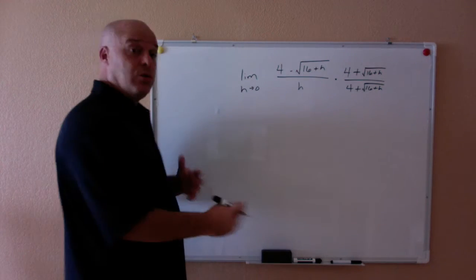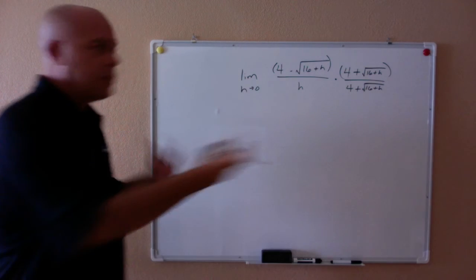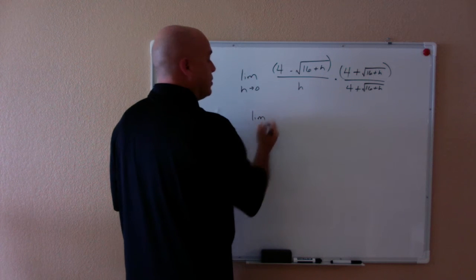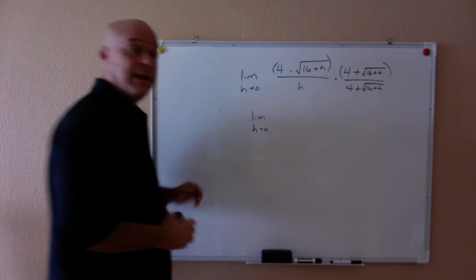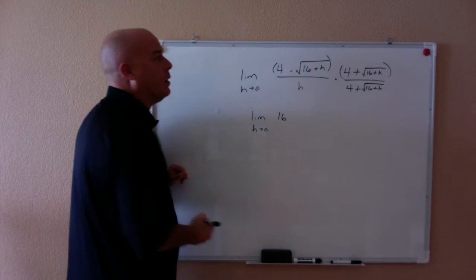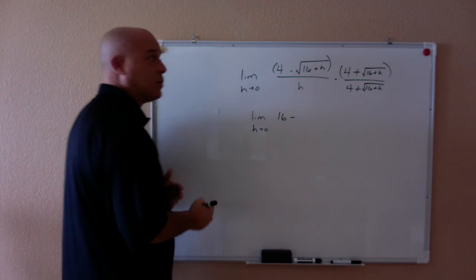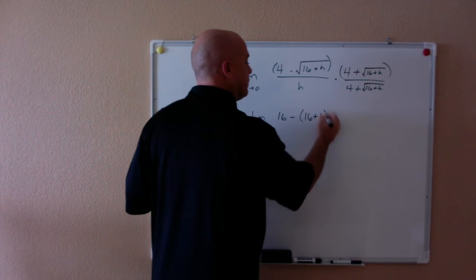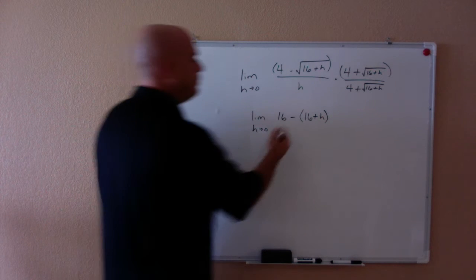Now when I do that, of course, this is a binomial times a binomial. It is the difference of two squares, so the middle term is going to drop out, which is good, because that's why we multiply by the conjugate, to make that happen. So when I take the limit as h tends to 0 now, 4 times 4 is 16, minus the square root of 16 plus h times the square root of 16 plus h is the square root of 16 plus h quantity squared, or 16 plus h. Don't forget your parentheses there, because we're going to have to distribute that negative through.